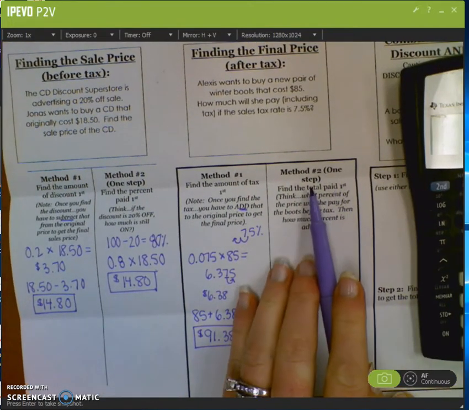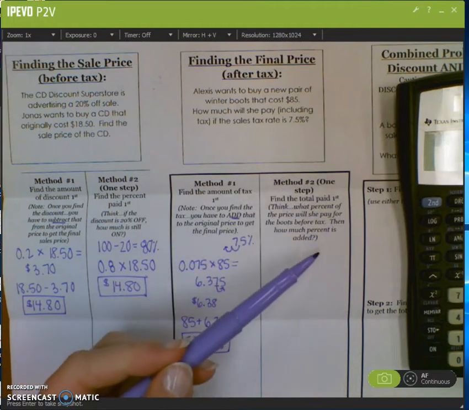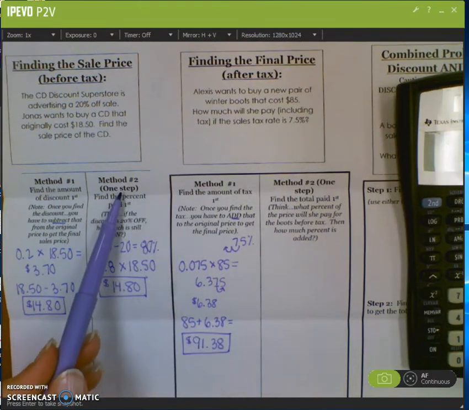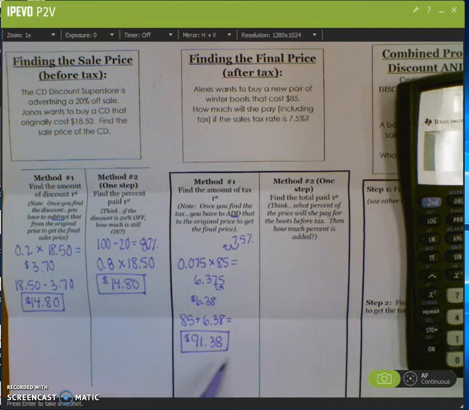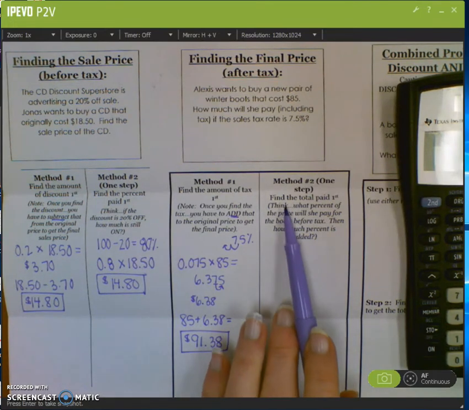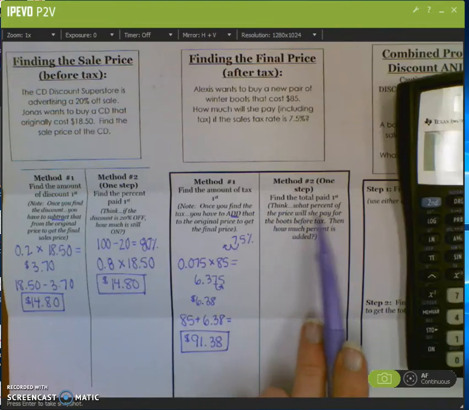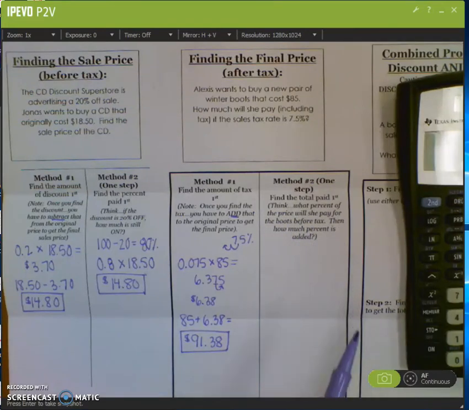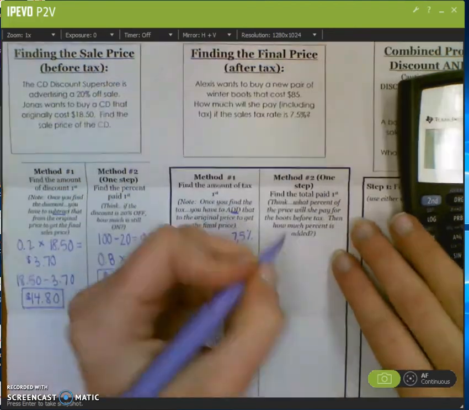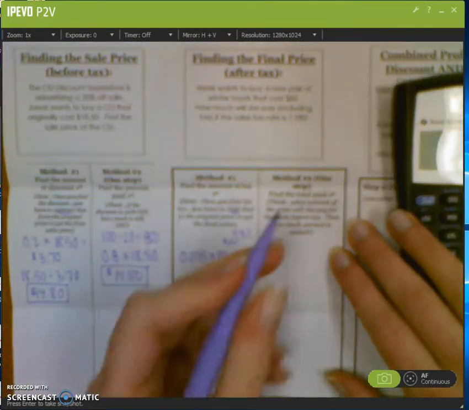Method number 2 only takes one step. Honestly, I prefer method 2 because I think it's a little bit easier, but the first way works and we'll get the same answer. This method is to find the total paid first. So think: what percent of the price will she pay for the boots before tax, then how much percent is added? She pays 100% for the boots, and then we add this 7.5%.